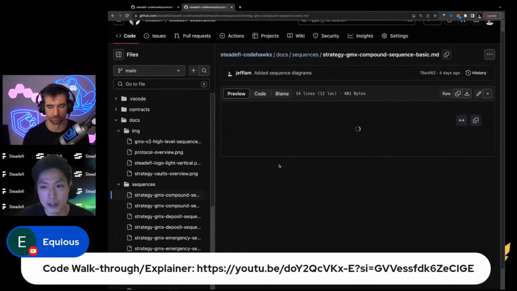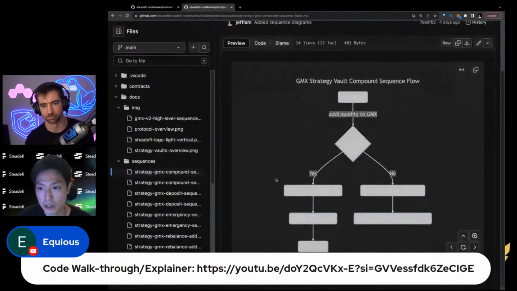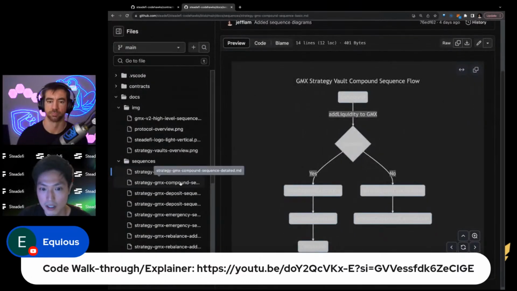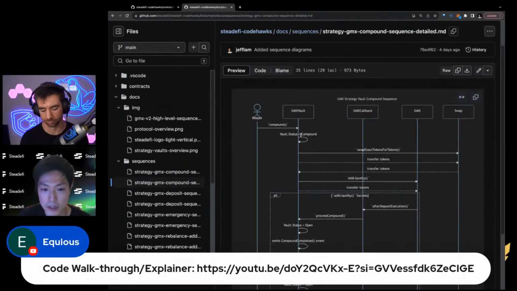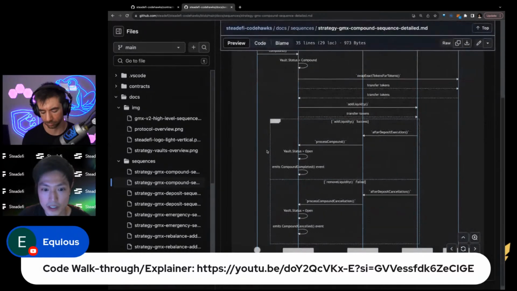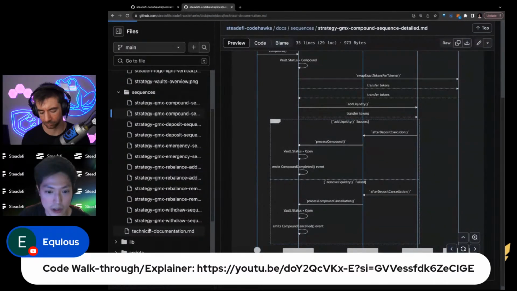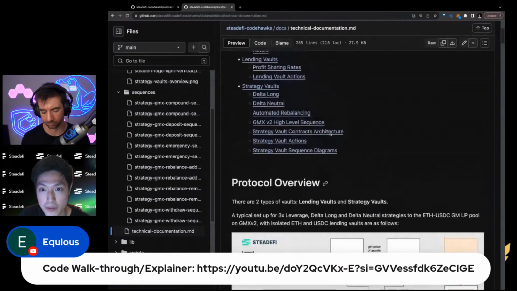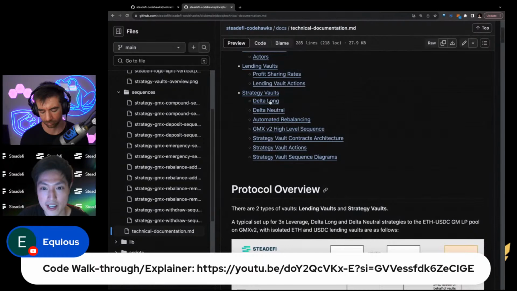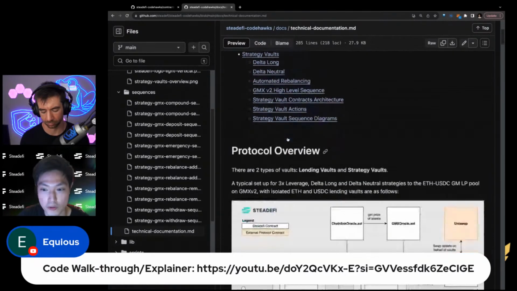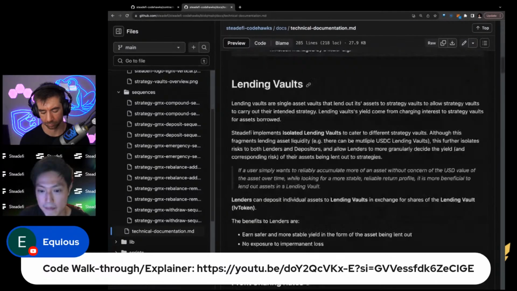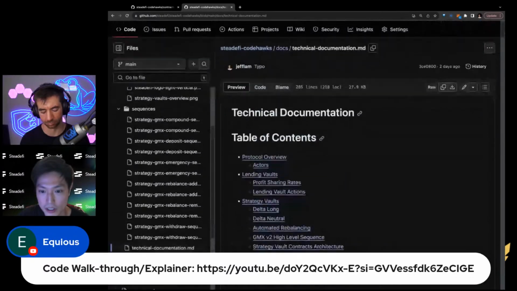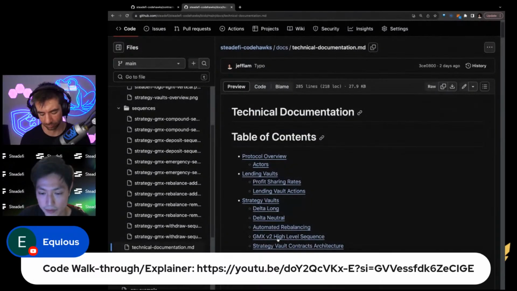So if things are a little bit confusing on the flow, I do recommend you also check out this folder. This is a little bit more of a detailed one. And then there's also a technical documentation markdown file here that goes a little bit more in depth. Here you can see I explain what delta long and neutral is and so on and so forth.